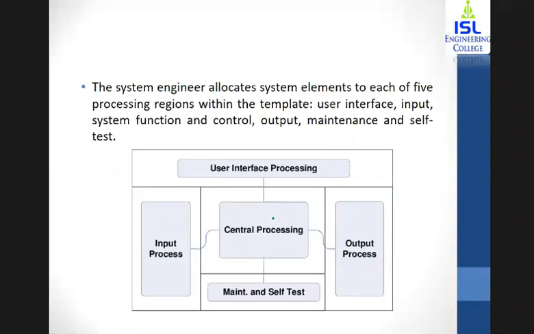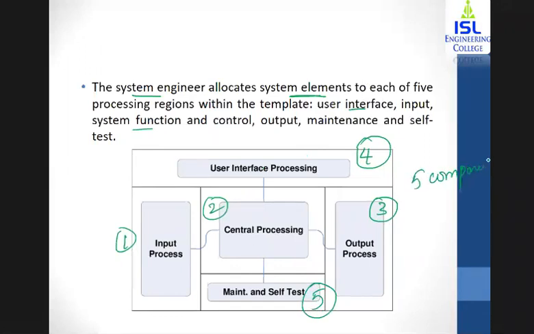Now, let's see the representation of how this Hatley-Pirbhai modeling is going to look like. The system engineer is going to allocate all the system elements to each of these 5 processing areas. That is the user input, system functions, control, output, maintenance, and self-test. You're going to have this basic one is input process, the CPU, then output process. 2 additional things that you are adding in here are the user interface processing and maintenance and self-test. That is, you're going to have altogether 5 components within the Hatley-Pirbhai modeling. Now within this, let's see an example also.